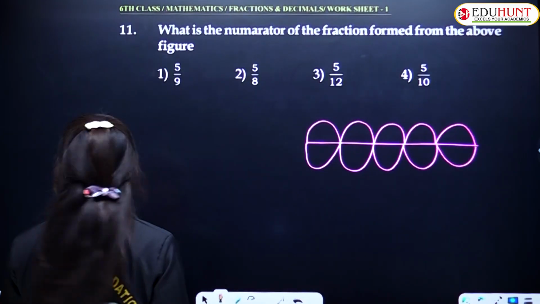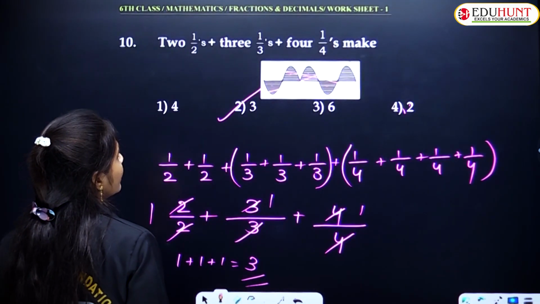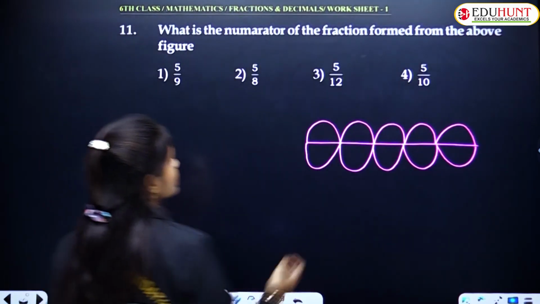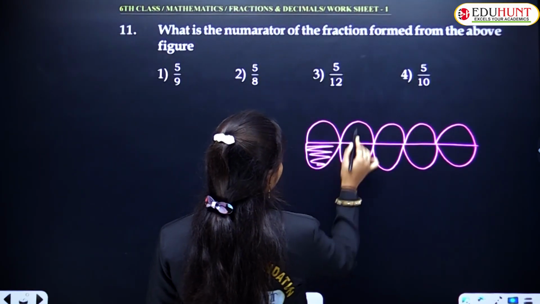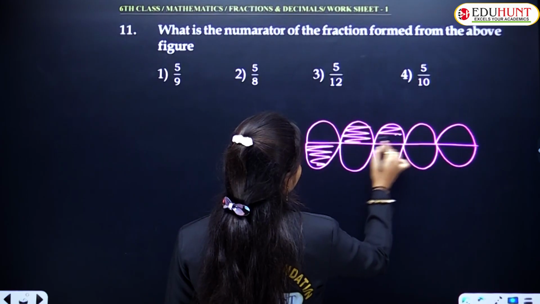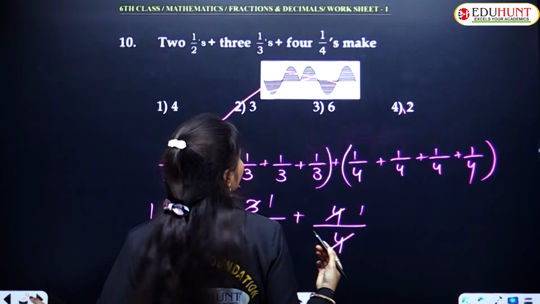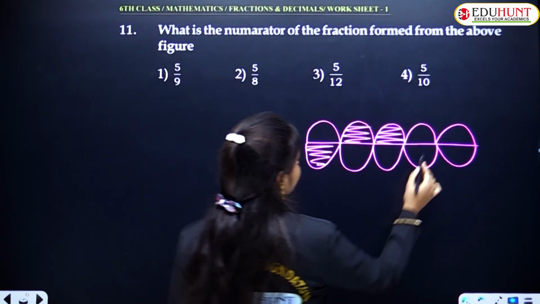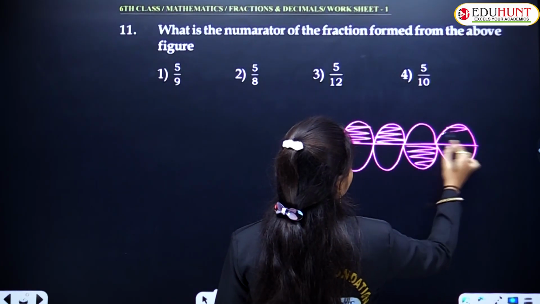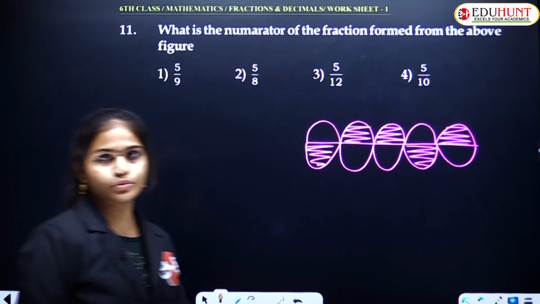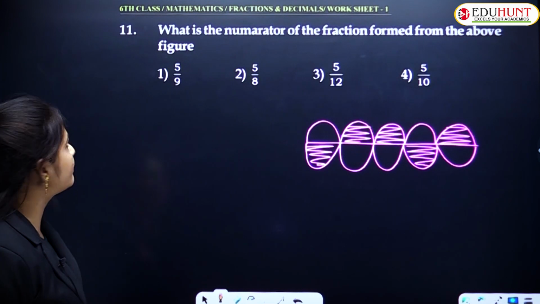How many parts are shaded here? 1. Next to 2. 1. Next to 2 parts here. Next 1 and 1. That picture is related to this question. By mistake they gave it for the previous one.